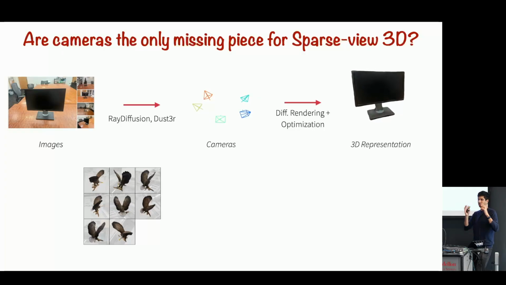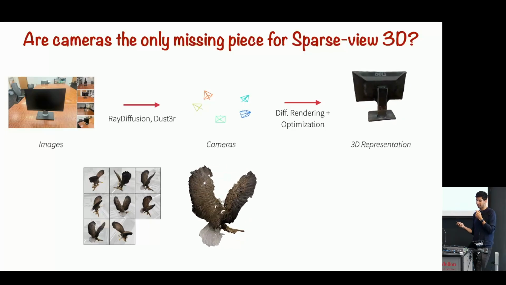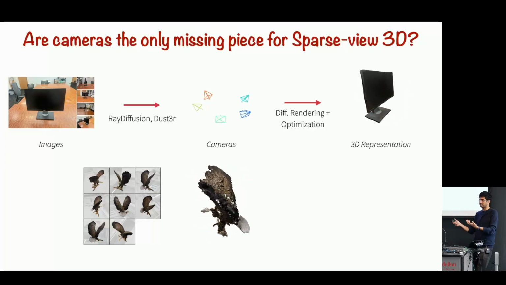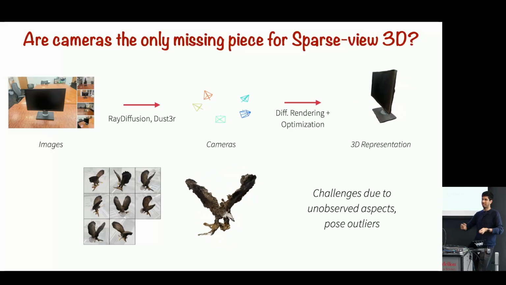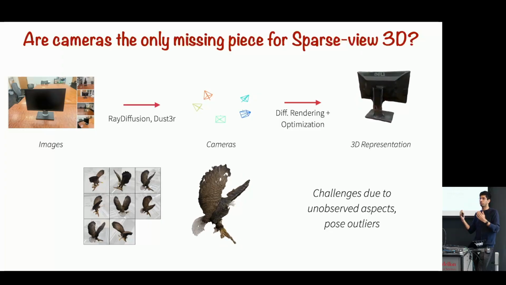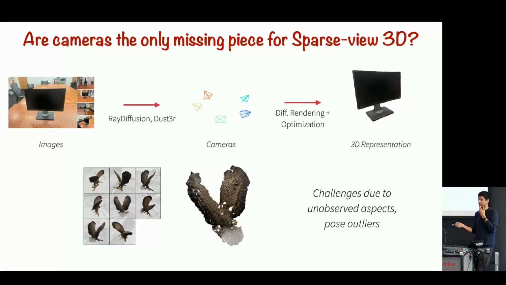We can just say, okay, I now have cameras that I trust, let me reconstruct a scene. You still don't get very good results. And the issue is that if you're just seeing an object or a scene from a handful of viewpoints, there are just not enough constraints to reconstruct a nice scene. There are still unobserved aspects. Each 3D point maybe you've only viewed from one image, and multi-view geometry just fails if you only have a single view observation for each 3D point.